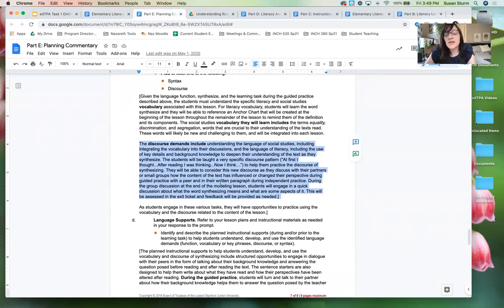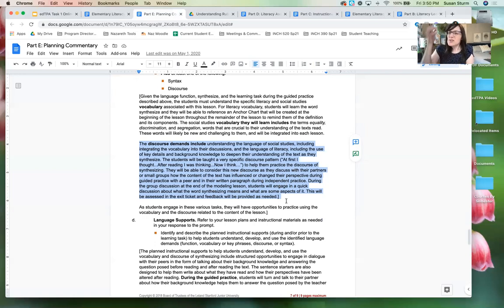They'll be able to consider the new discourse as they discuss with their partners or small groups how the content of the text has influenced or changed their perspective during guided practice with a peer and in their written paragraph. During the group discussion at the end of modeling, students will engage in a quick discussion about the word synthesizing, some aspects of it. This will also be assessed in the exit ticket.